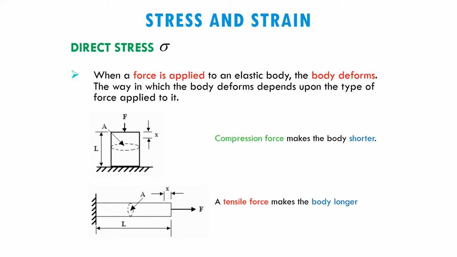So for example, if we use the compression force, it will make the body shorter, meaning the height of the object will be reduced, okay. Because we compress the body. If we use the tensile force, then it will make the body longer, meaning we pull the body, then it will become elongated.